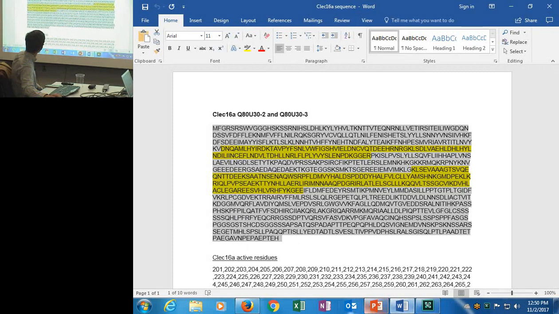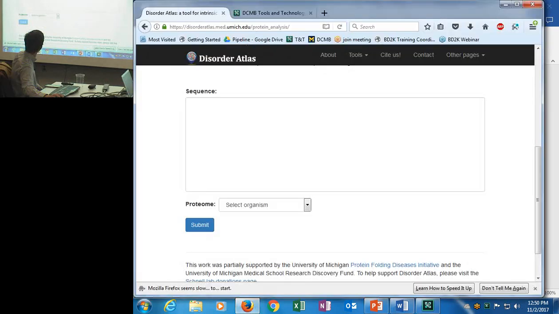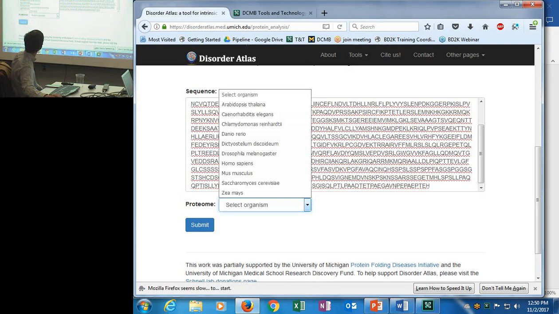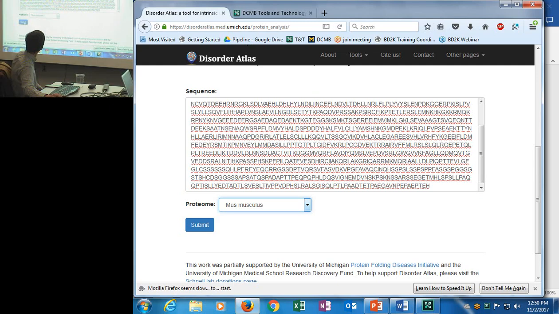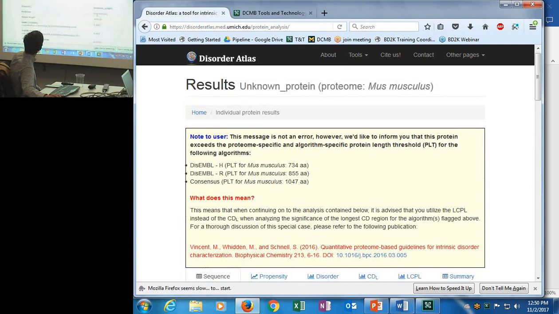So we go back to the browser, log in, and then you select your organism. In this case, let's just select the organism where the protein sequence was taken. And then it will give you the analysis.